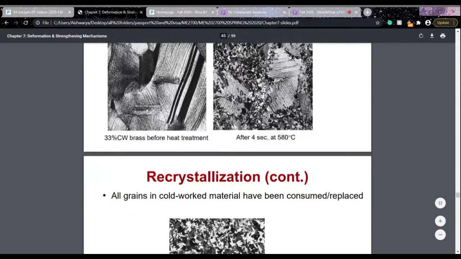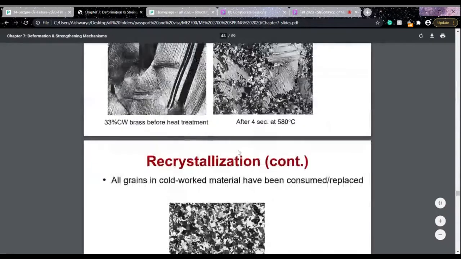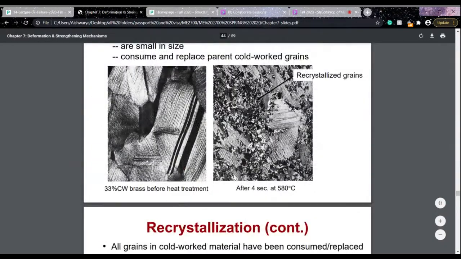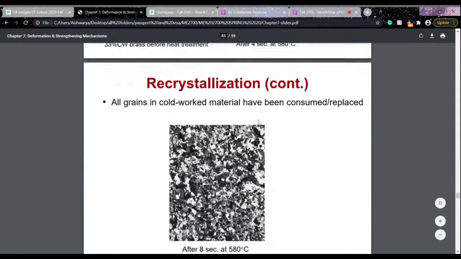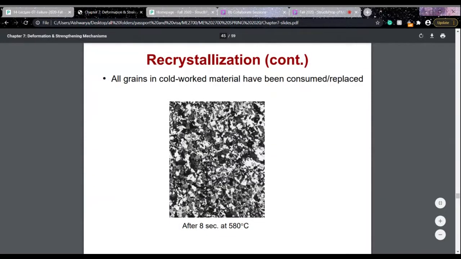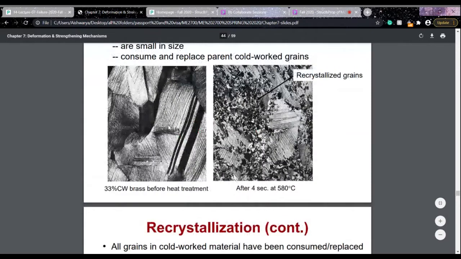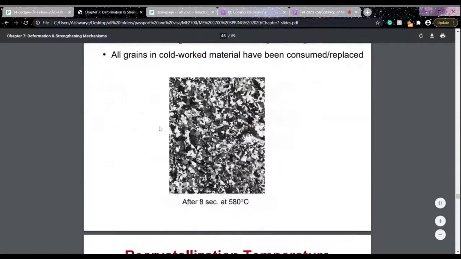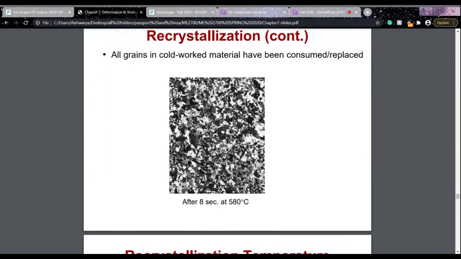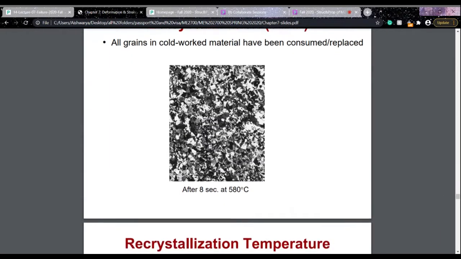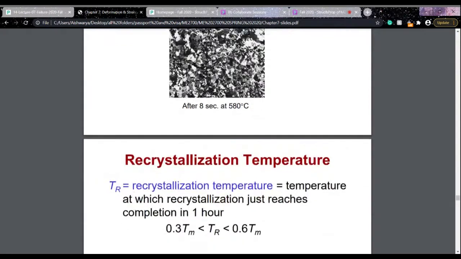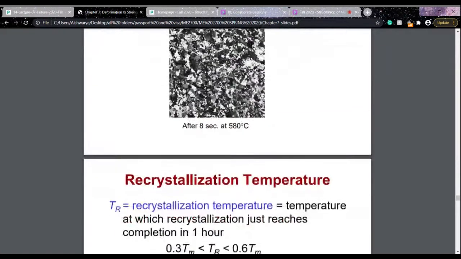And then we can see that the recrystallized grains increase and the microstructure is completely replaced, and you have a new microstructure now. Previously this was the microstructure that we had, but now it is completely replaced. So here you have finer, equiaxed, randomly oriented grains. This is the recrystallized microstructure.